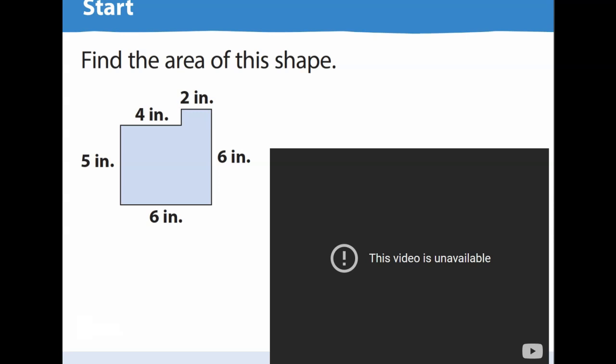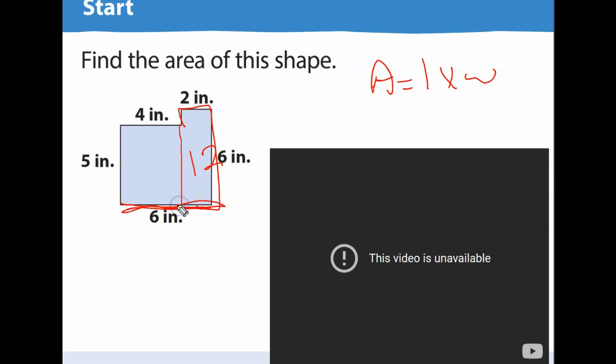I have to split it so I can have two rectangles, right? So I'm going to split it like this because the rectangle I already have length times width, right? So what's the area for this one right here? Remember, area is length times width. So what's the length for this one right here? Yeah, what is it? So what's 2 times 6? 12. Okay.